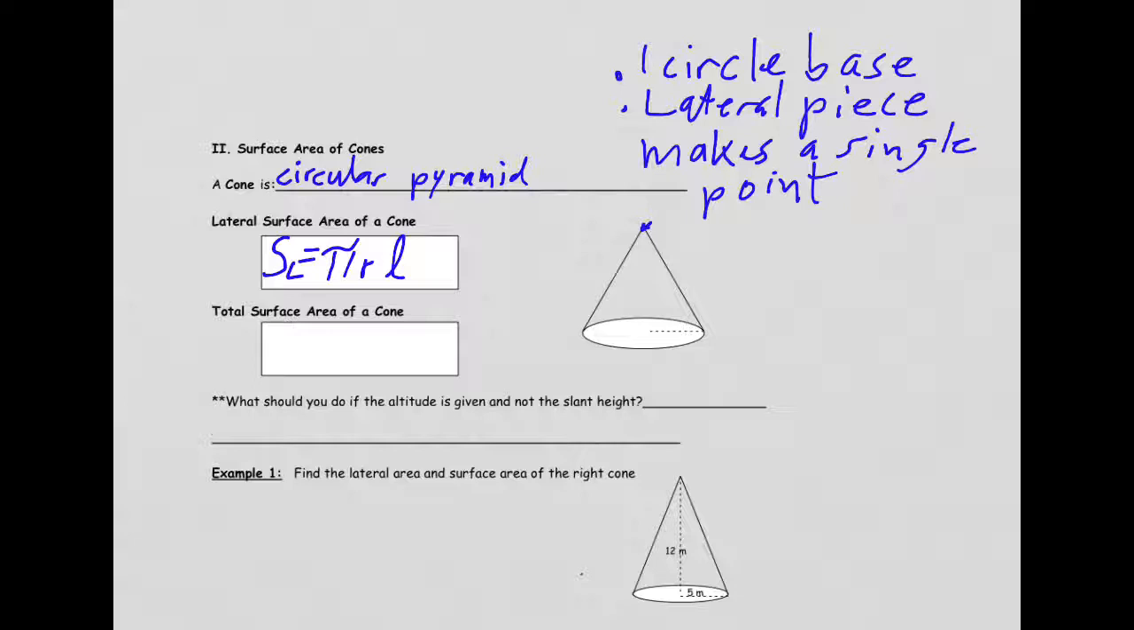And the slant height on this cone is going to go right down the side. Well, if it's a right cone, and that's what we're dealing with right now, any side is going to be equal. It's going to be the same measurement all the way around.